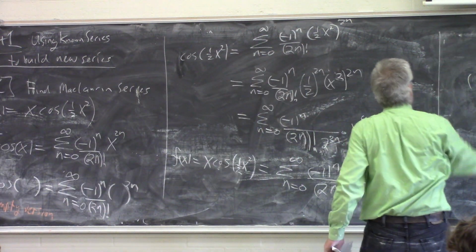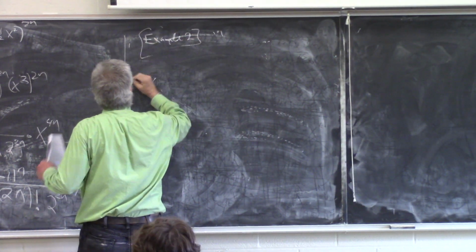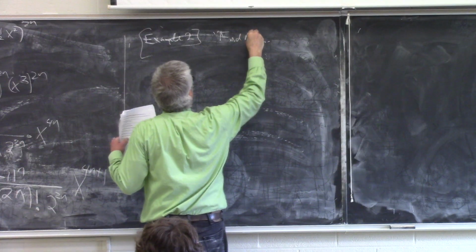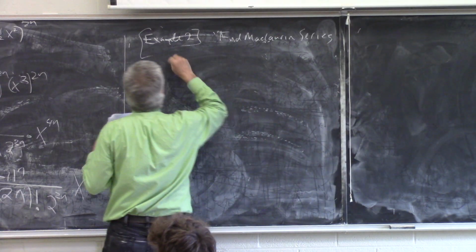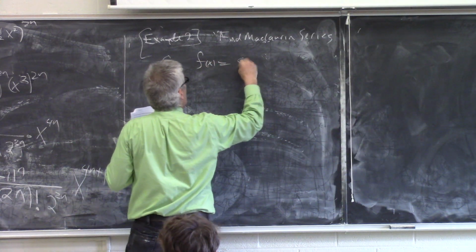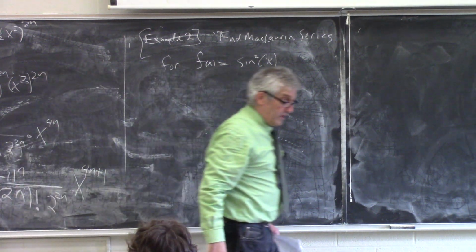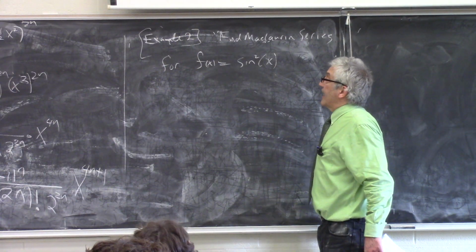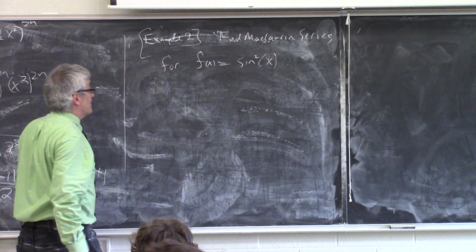Example 2, under the same heading. Find the Maclaurin series for f of x equals sine squared x. All right, well, so again, we could build this by finding the coefficients. It would involve finding derivatives of this at x equals 0 and building the coefficients. But the idea is to use known power series.